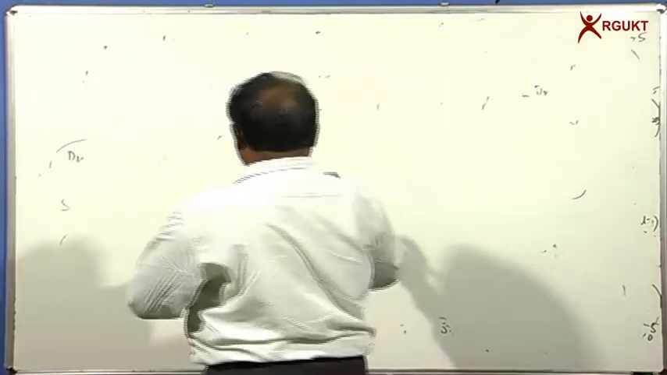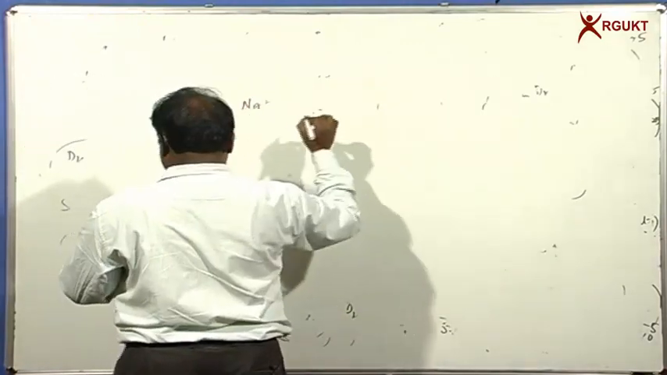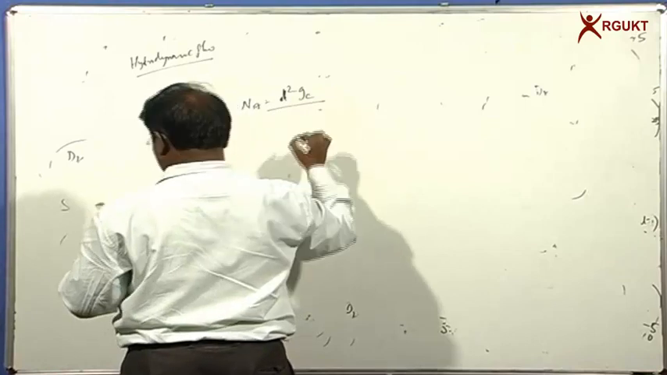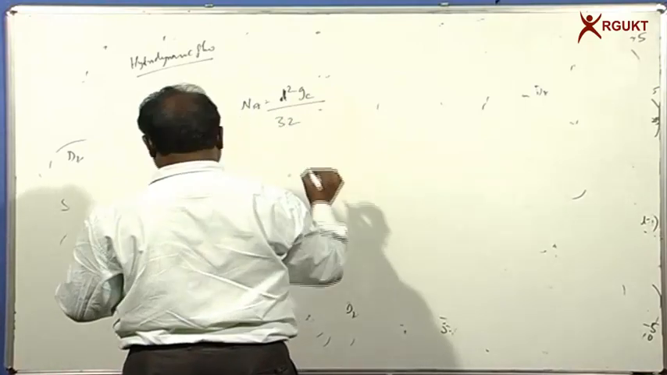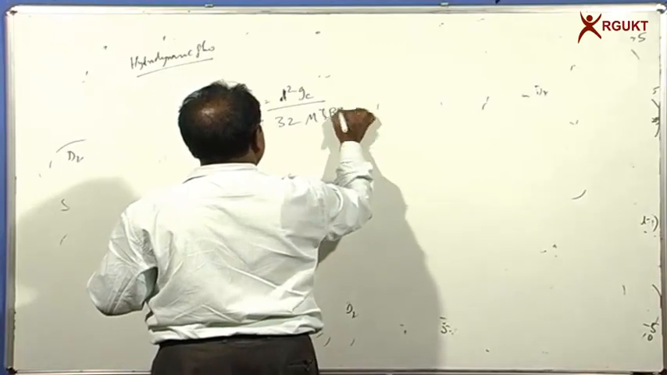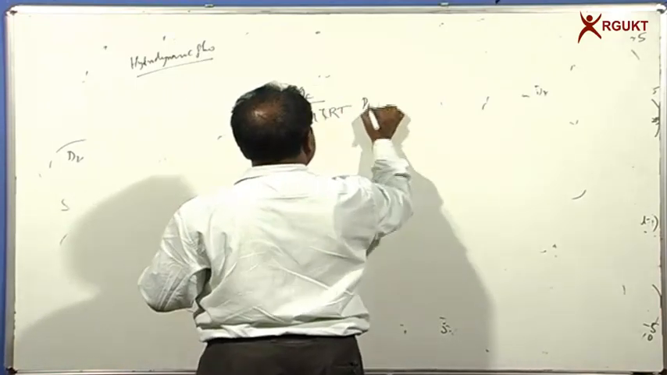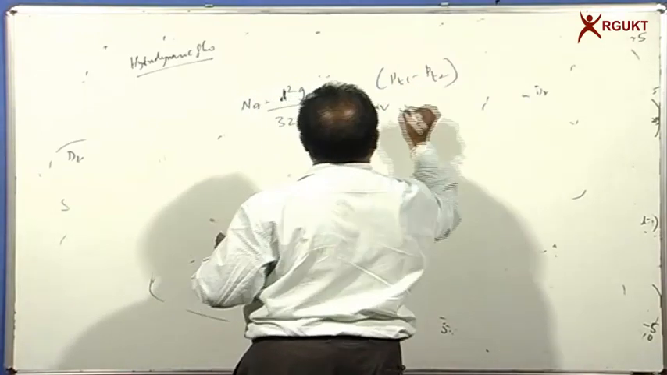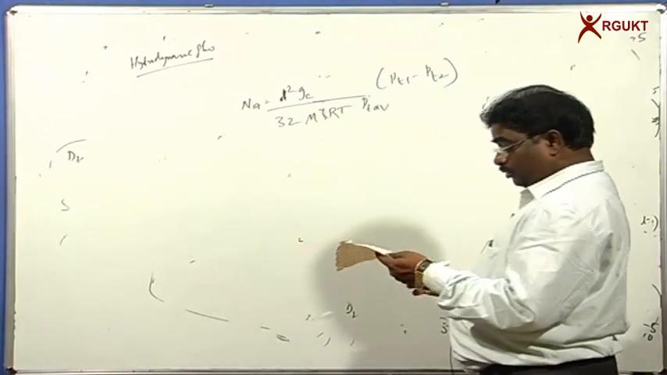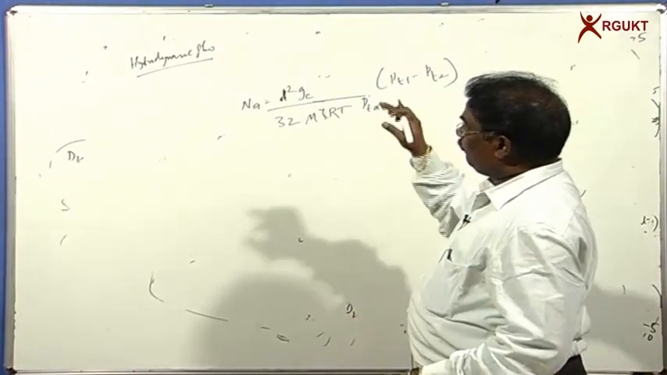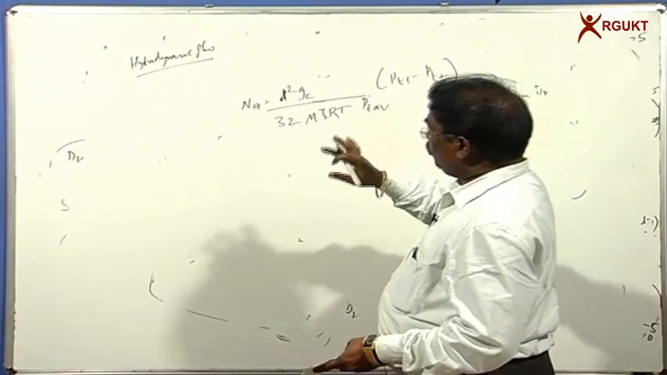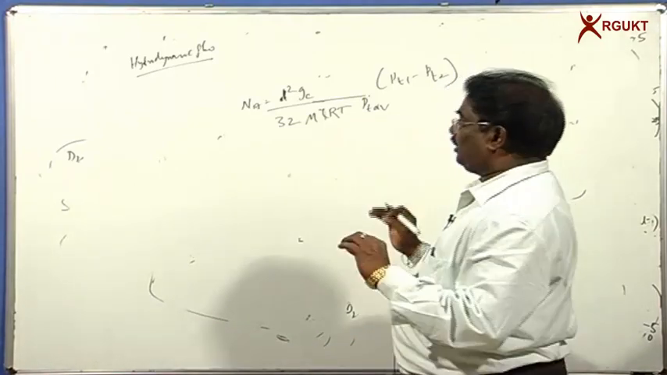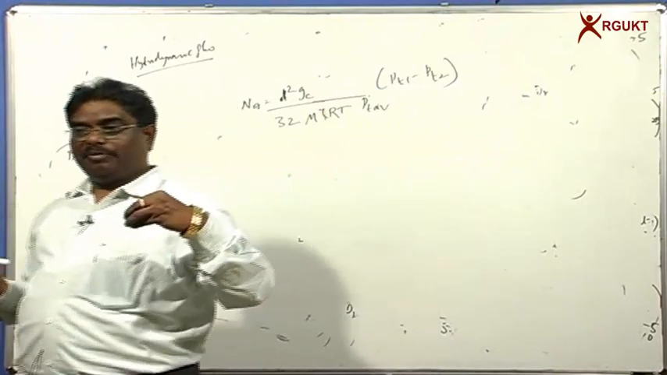And this can be estimated, that is hydrodynamic flow, d square g_c by 32 mu L RT into P_T average into (P_T1 minus P_T2). So this is the equation that we are going to use for the estimation of flux if the flow is hydrodynamic flow, where no simple diffusion is taking place. The convective flow is going to take place. It is nothing but a flow of fluid through the tubes.